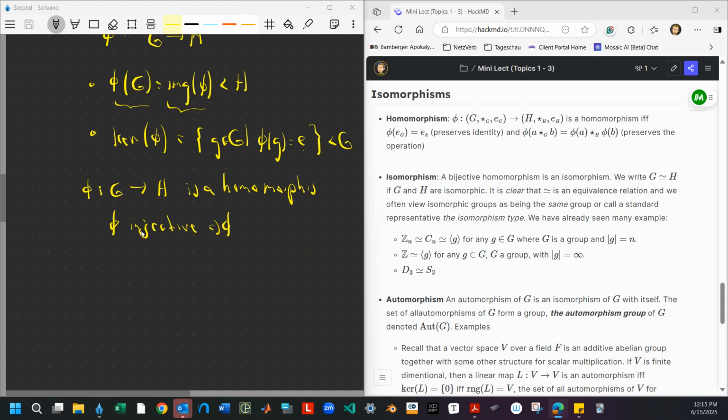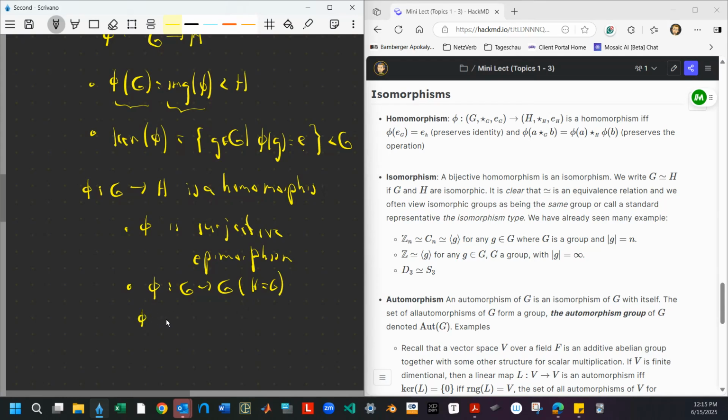Okay, my brain was freezing there because there doesn't seem to be a real word for an injective homomorphism. So it's injective, right? Nothing else to say about that. If phi is surjective, there is a word for this one. It's called an epimorphism. If H is G, so phi going from G to G, in other words H equals G, then phi is an endomorphism.